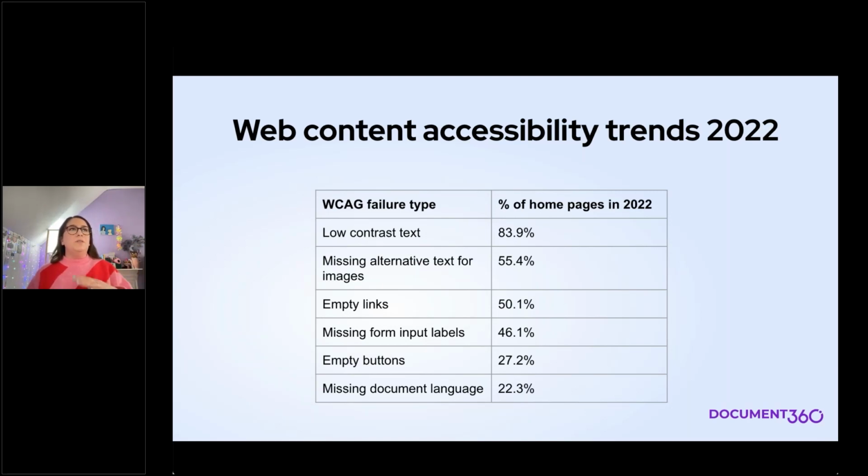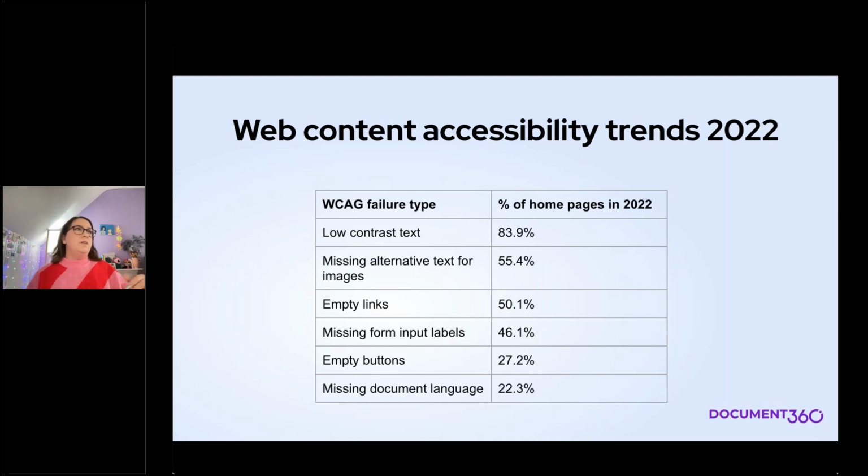So I'll dig into the table that's on the screen. This is the top most common failures that they saw from their investigation. Low contrast would affect users' ability to actually perceive content. Missing alternative text for images. Again, we've spoken about how important alternative text is. It's crucial for screen readers, especially if images can't load, and also for search engines as well.